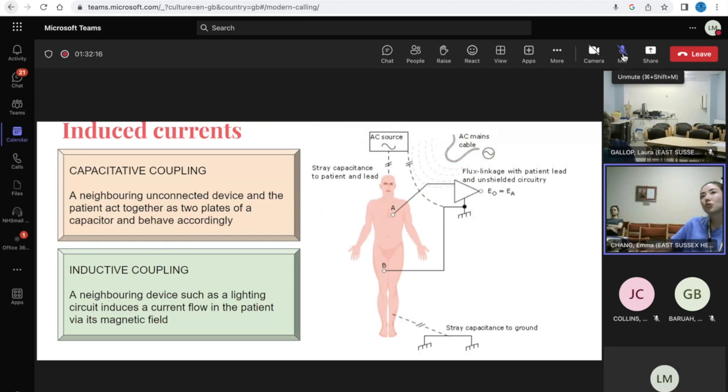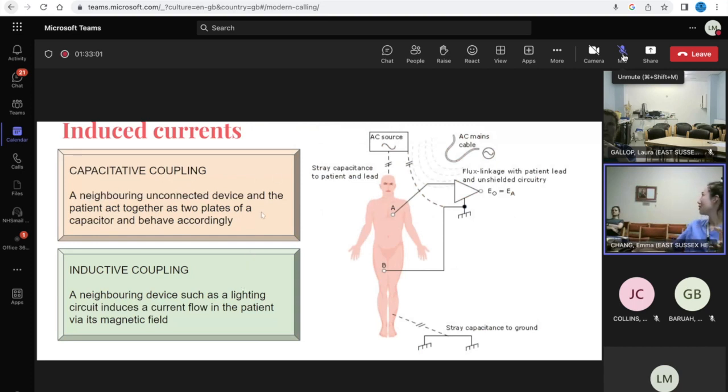Okay, so just bringing back the concepts of the capacitors and inductors. Capacitive coupling is where, an example of this is an ITU, where you have a neighboring unconnected device. The patient acts as the other side of the capacitor plate, and so it would behave like a capacitor in which the unconnected device has a current flowing through it, and it induces a voltage in the patient. I don't really know how that works, to be honest, but that's what capacitive coupling is. It's almost like the patient becomes part of the capacitor.